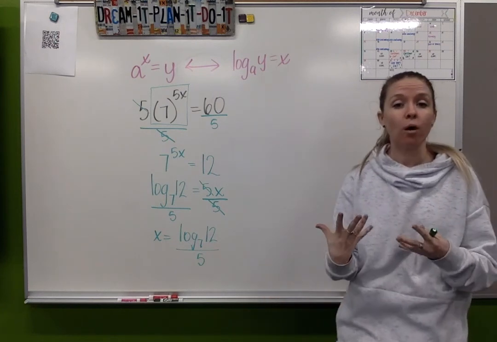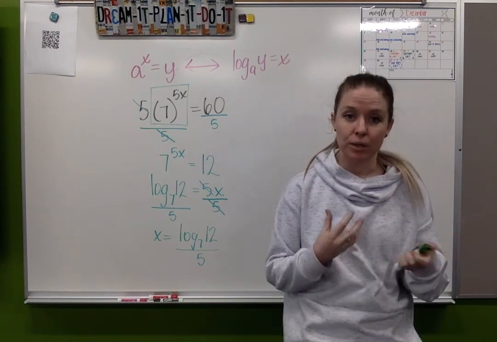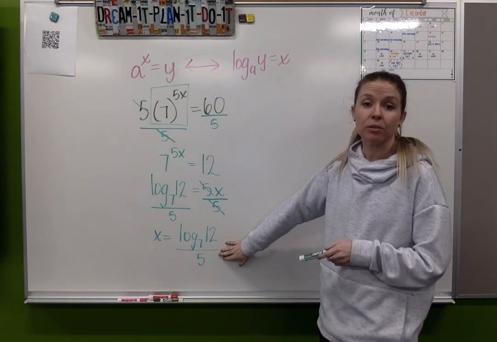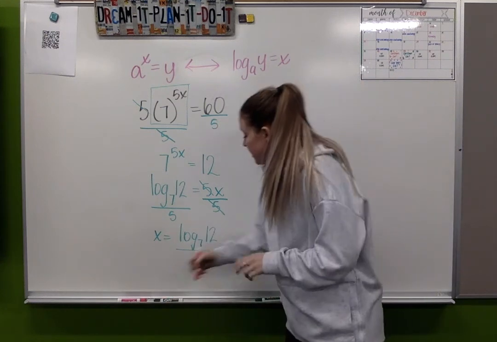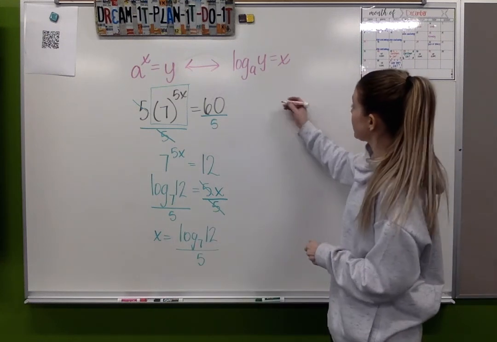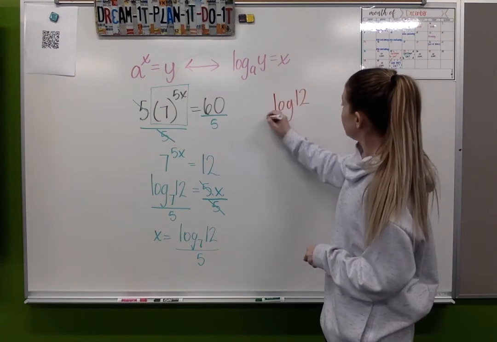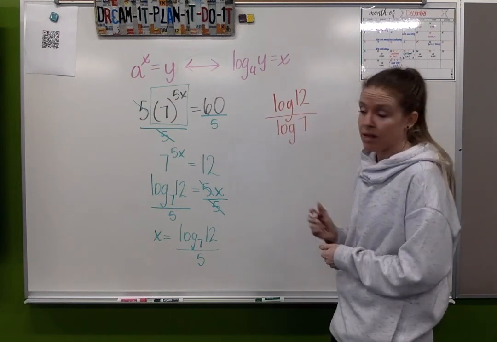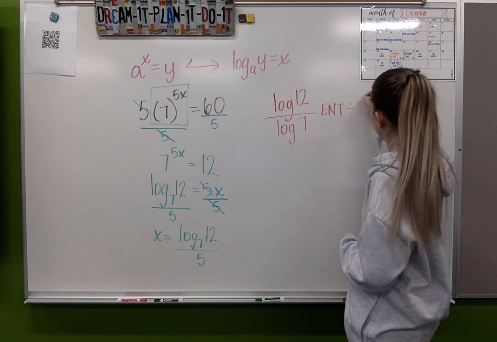But as we move forward, we need to know what that value is. So we need to know how to plug that into a calculator. So what I'm going to do, to plug this into a calculator, we use what is called the change of base formula. This is going to go in the calculator as the log of 12 divided by the log of 7. And then I'm going to hit enter, and I'm going to divide by 5.